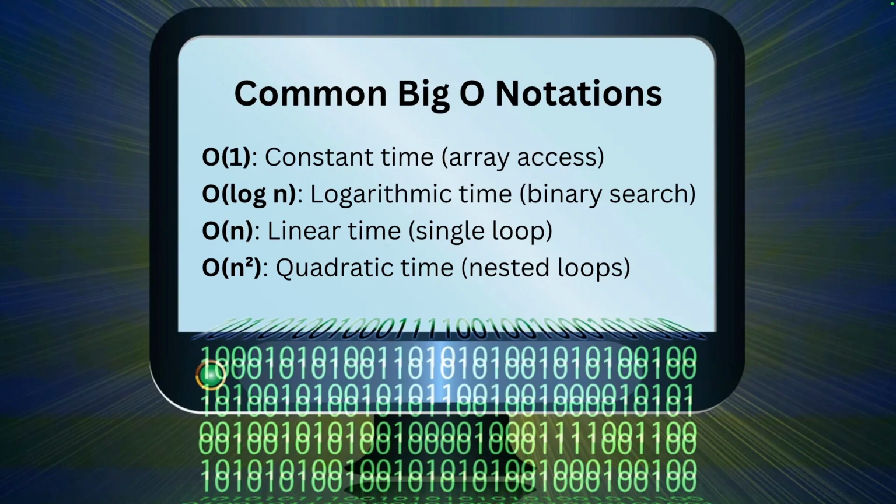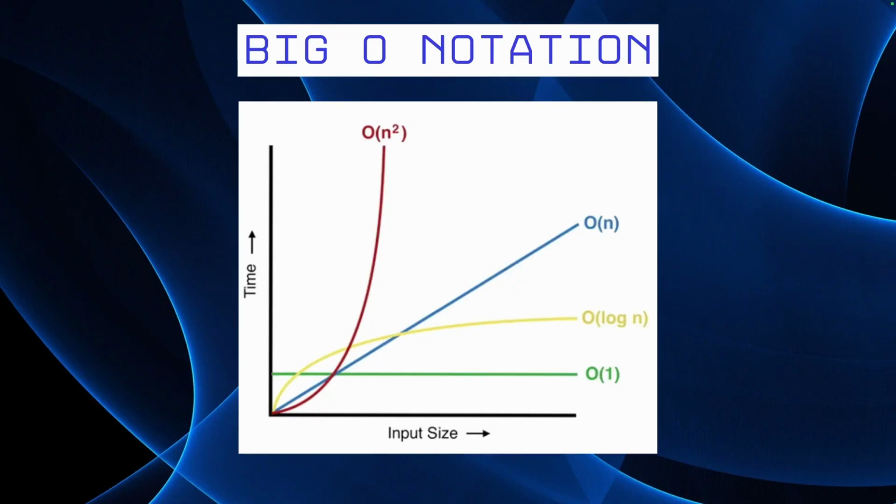Here's a quick rundown of common Big O notations. O of 1, constant time, like accessing an array element by index. O of n, linear time, like our sum even numbers function, which loops through the array once. O of n squared, quadratic time, is like when you have nested loops. Common algorithms like bubble sort have a nested loop and are quadratic time. O of log n, logarithmic time, is something like binary search, but we'll cover that later.